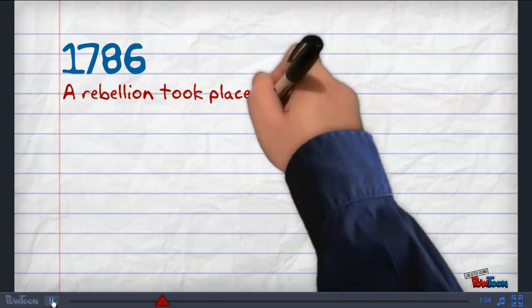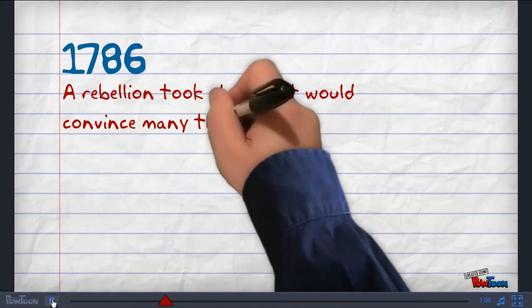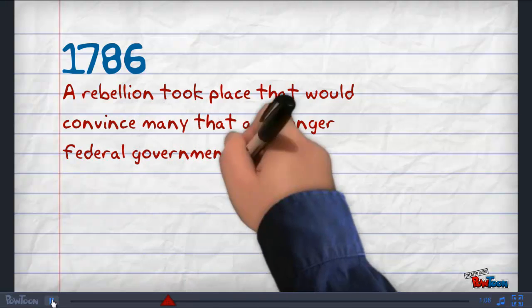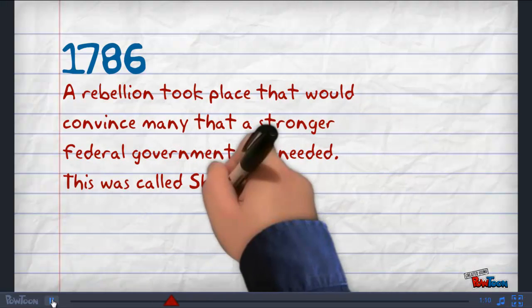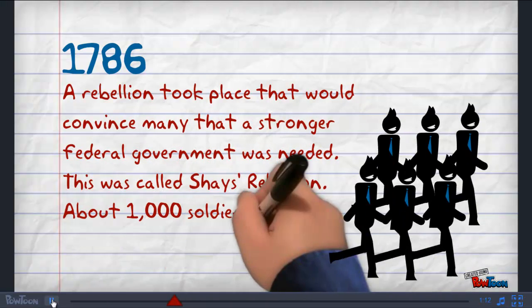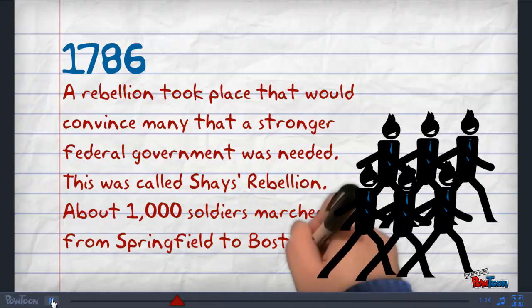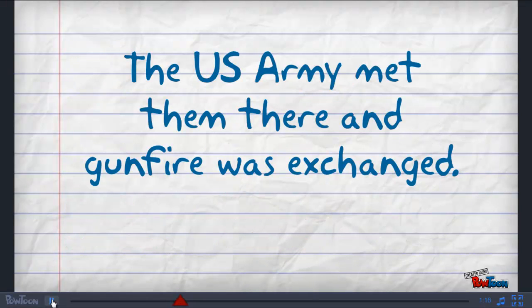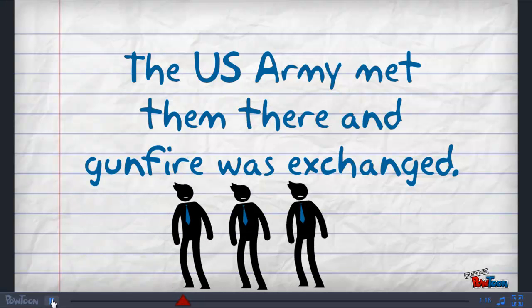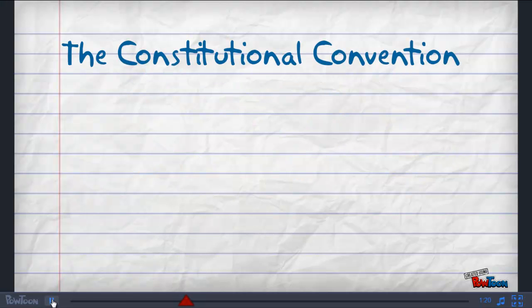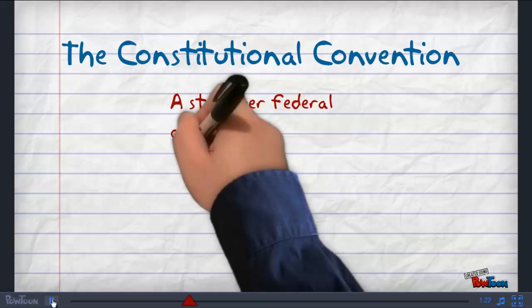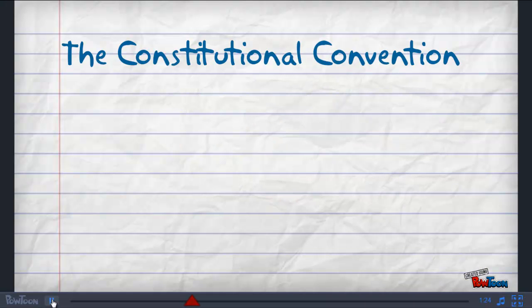In 1786, a rebellion took place that would convince many that a stronger federal government was needed. This was called Shays' Rebellion. About 1,000 soldiers marched from Springfield to Boston. The U.S. Army met them there, and gunfire was exchanged. A stronger federal government was needed.